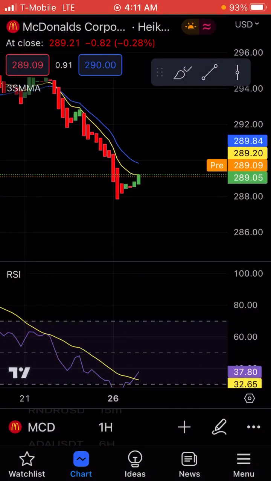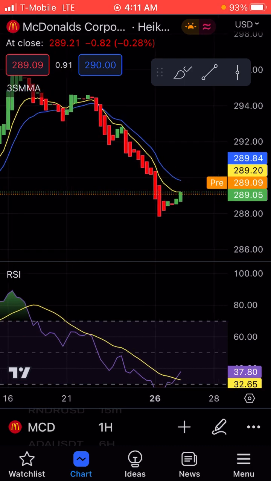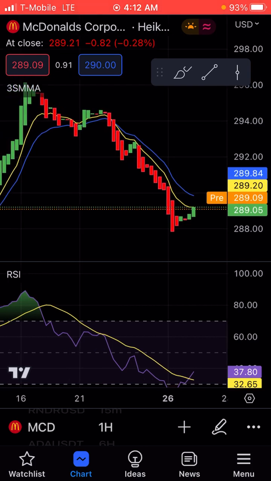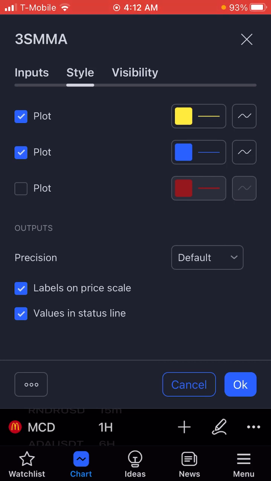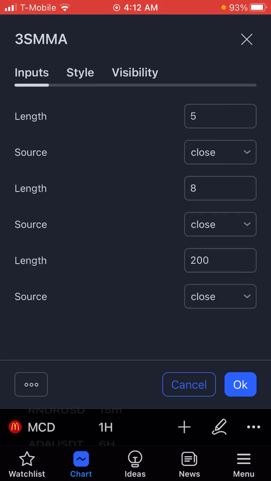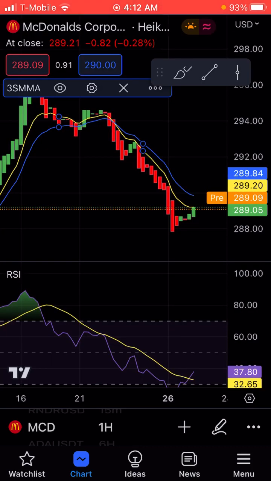Okay, so I'm going to do a couple stocks with this strategy. A couple days ago, I did talk about McDonald's, and I'm going to start with that one, but I'm going to move into a couple other ones to show you the strategy works for any stock, really. I'm on the hour time frame, and if you have been following my videos, you know that I use the 3S MMA to have my 5 and my 8 on here.